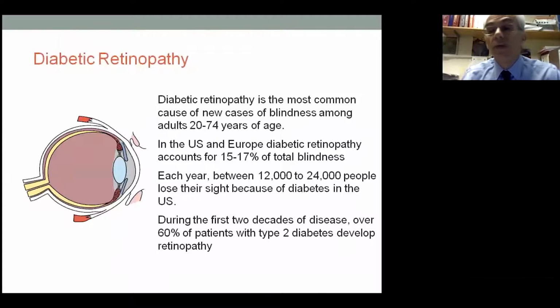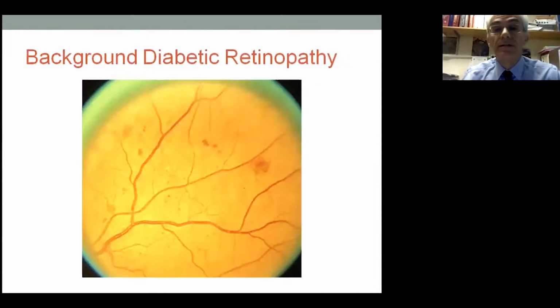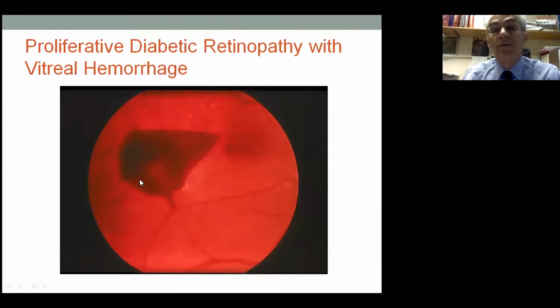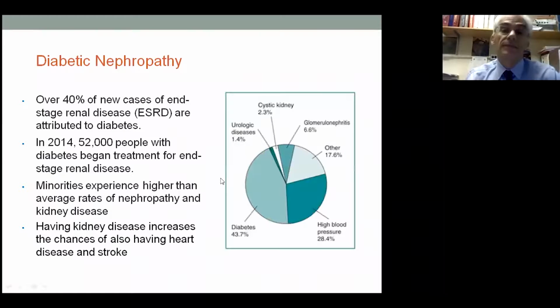Over 20 years of diabetes, about 60% of patients with type 2 diabetes develop some retinopathy. In most patients, the retinopathy is just background retinopathy, a fundus with some dot hemorrhages. But you can have a more severe form, proliferative retinopathy, and this is a patient with a major vitreous hemorrhage, and so these are the vision-threatening lesions of retinopathy.